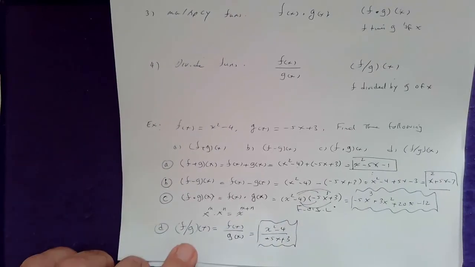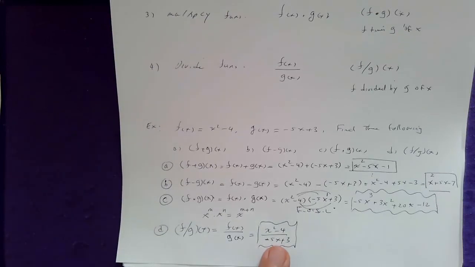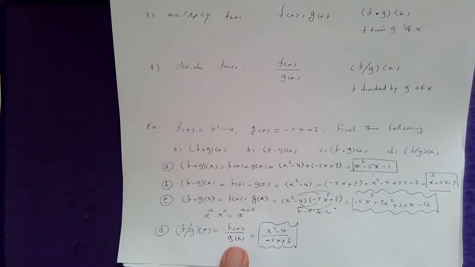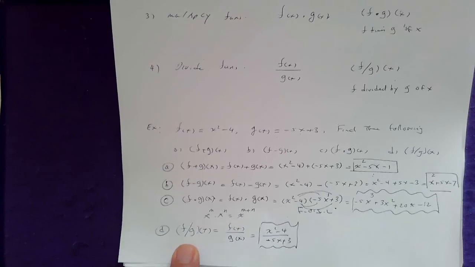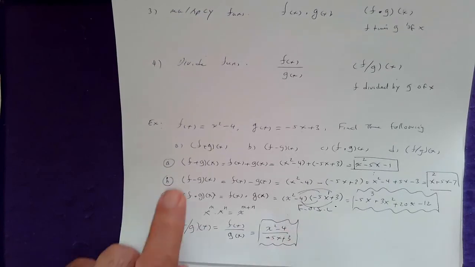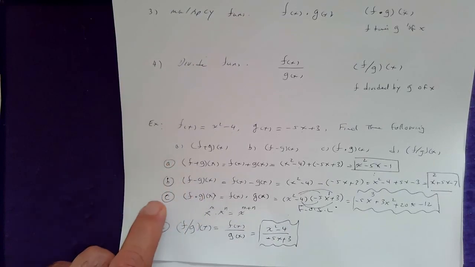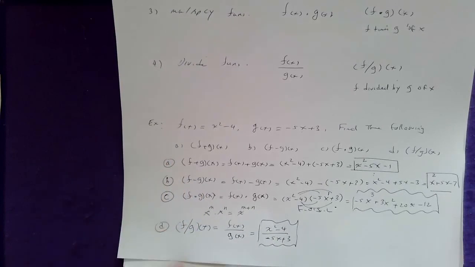So notice division is the easiest of all these three options. All you have to do, form a ratio between the two functions, but make sure you follow the order. F divided by g of x, f has to go on top. Also follow the order for subtraction. When it comes to addition and what? Multiplication, it doesn't matter which way you multiply or add.